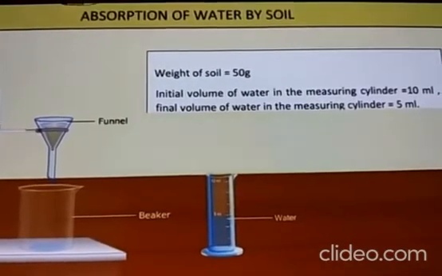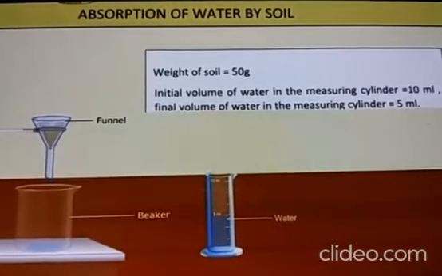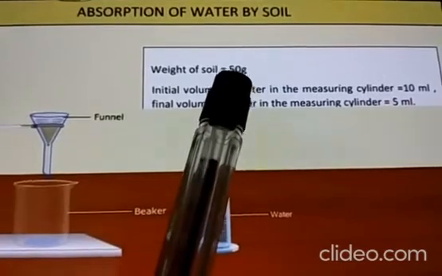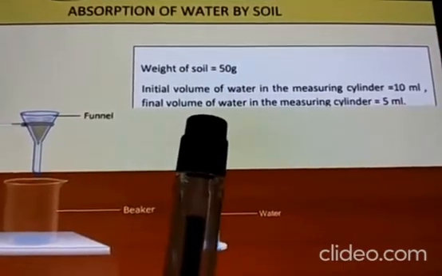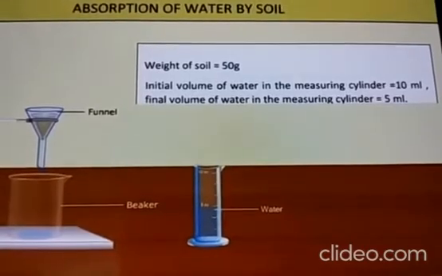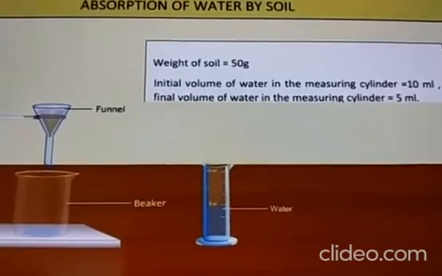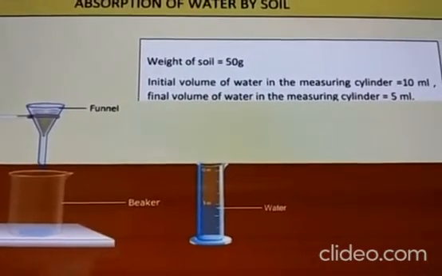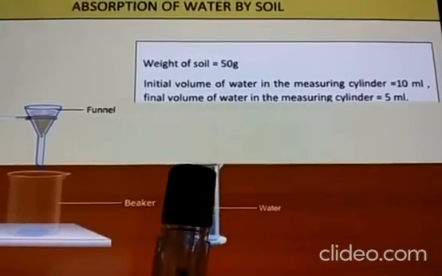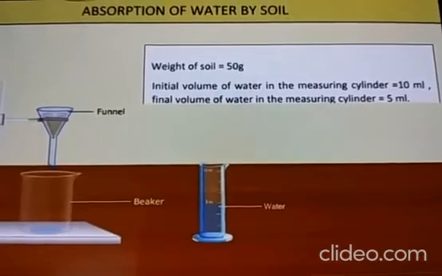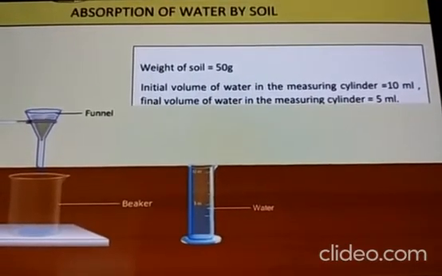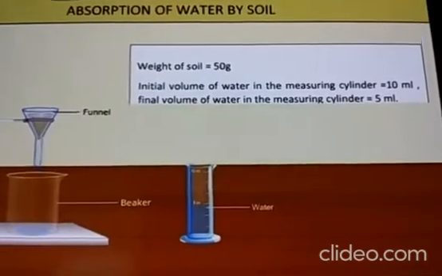Record your results in your notebook in the following manner. The weight of the soil is equal to 50 grams. Initial volume of water in the measuring cylinder: initial means the water contained when you started pouring. That is known as the initial volume. Then the final volume of water in the measuring cylinder is what is remaining.